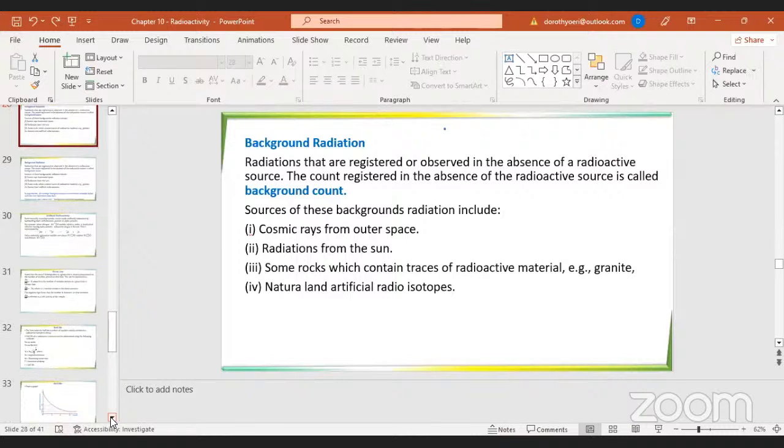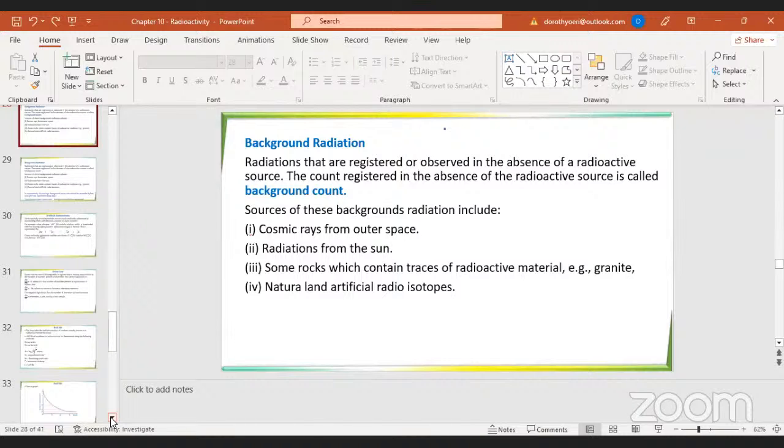Now, I know we have not covered the detectors part, but a detector is a machine which can be used to detect that there are radiations wherever you are. For background radiation, you are in a room and you are sure there is no radioactive material there. But if, for example, you place the GM tube there, it will still click.